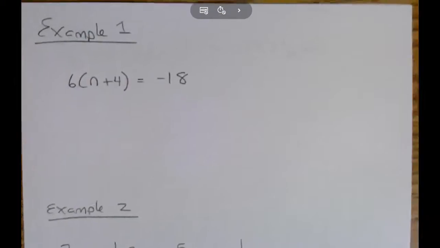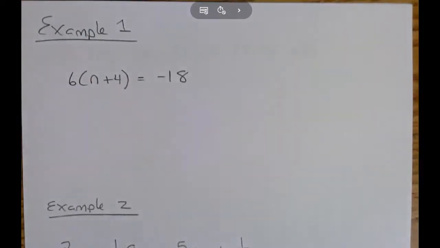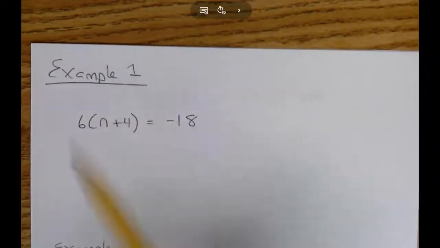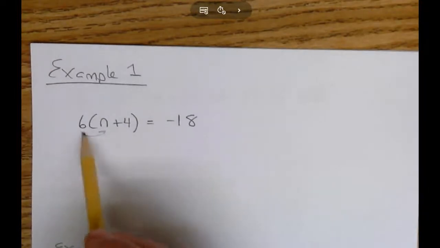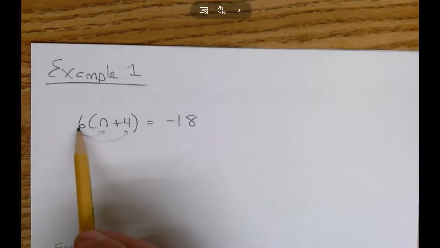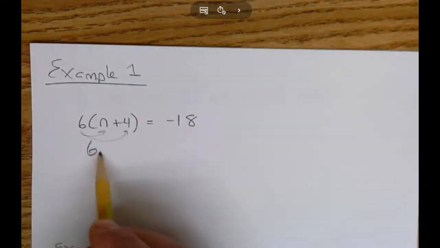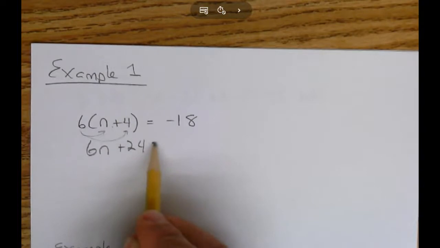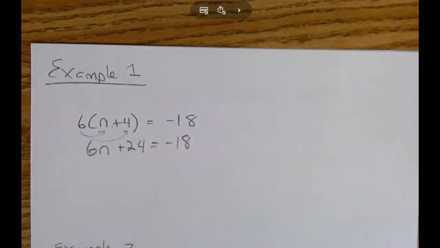So here we have this 6 times (n plus 4) equals negative 18. Here we don't have the variables on opposite sides, but we do have this distributive property. And so the first thing we're going to do is that. We're going to want to do the parentheses or distributive property, but here we have 6 times n. 6n plus 6 times 4, 24 equals negative 18, right?